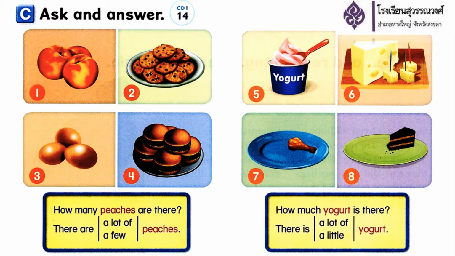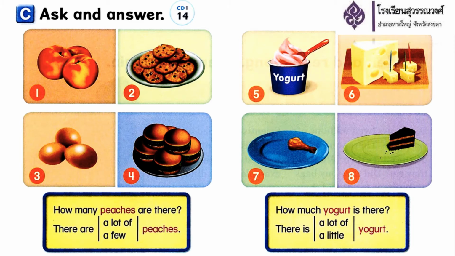Number 1. How many peaches are there? There are a few peaches. Number 2. How many cookies are there? There are a lot of cookies. Number 3. How many eggs are there? There are a few eggs. Number 4. How many hamburgers are there? There are a lot of hamburgers.